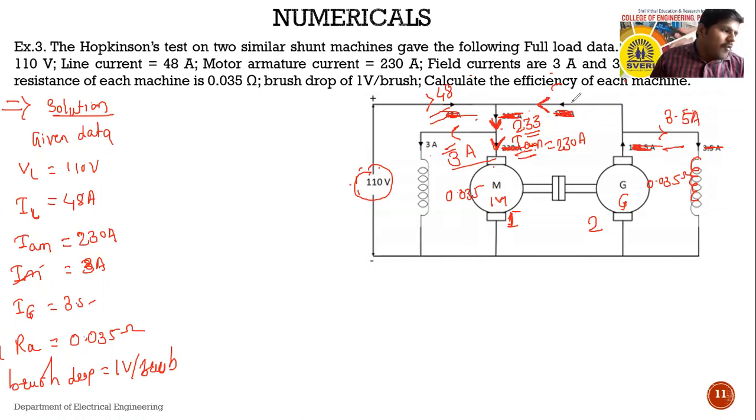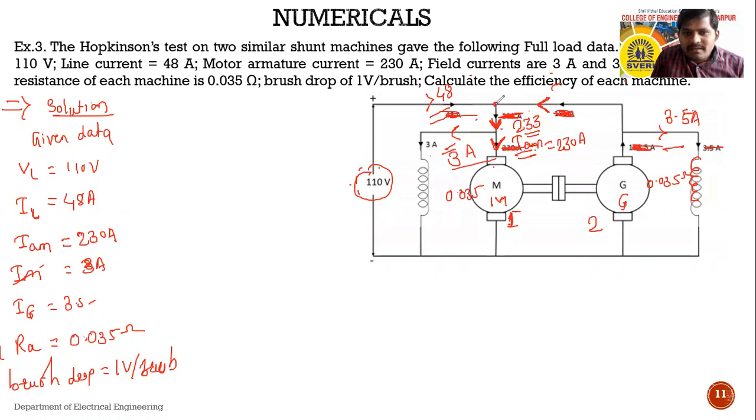Hello, give me reply immediately whether I am able to calculate this current. Hello.